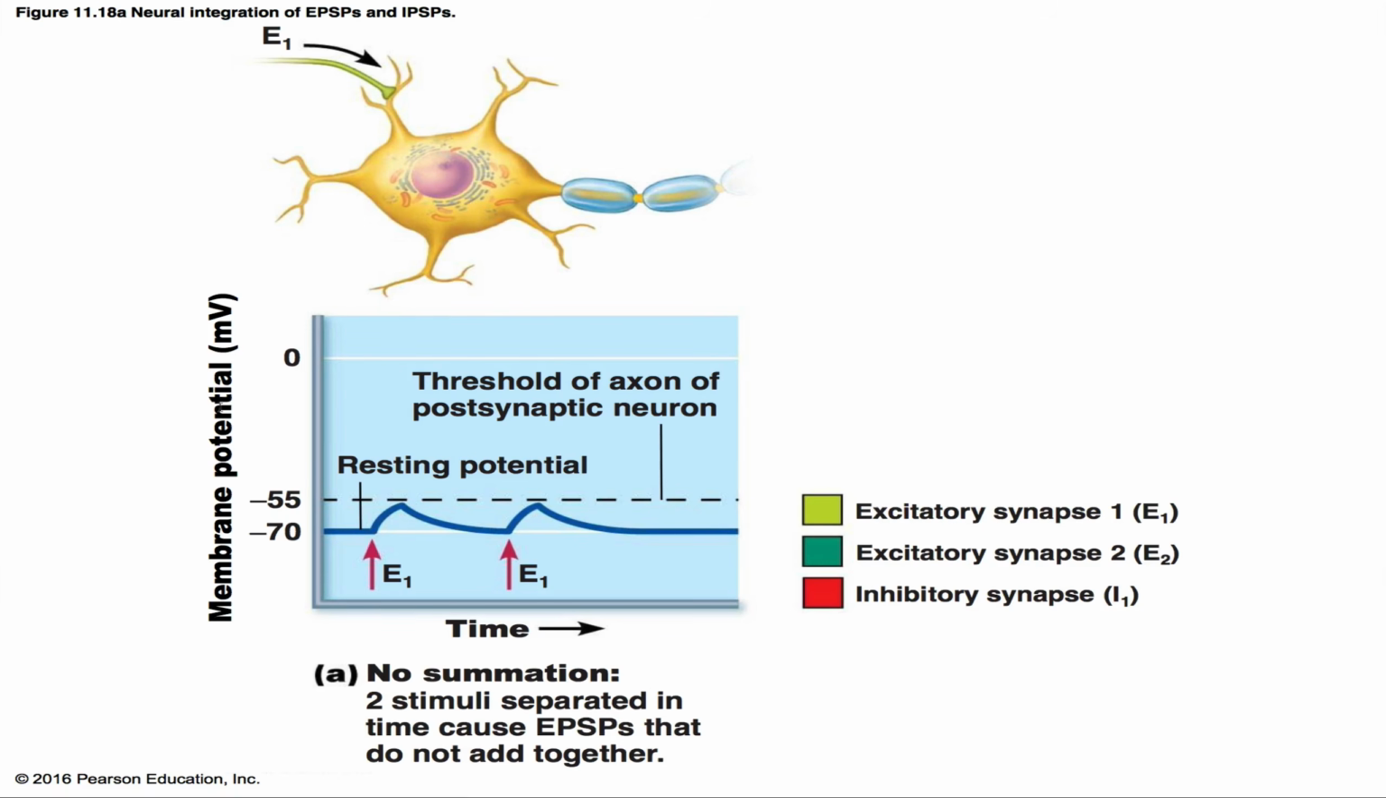When you look at this slide over here, this dashed line represents the axon threshold, and this solid line is the resting potential. This shows the membrane's potential in millivolts, and this shows time. What we have over here is a single excitatory synapse, which is represented by E1. So you have E1 here, E1 here. This is the same synapse. Now the stimuli occur far enough apart in time that they don't allow for a summation to reach the threshold of the axon, which is over here.